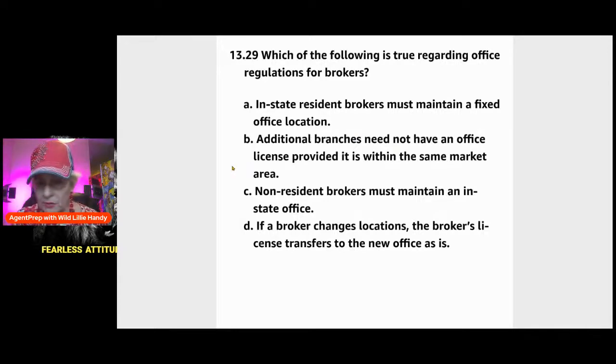And we had answers B. Additional branches need not have an office license provided it is within the same market. So all branches have licenses. Now you don't have to get a separate license for branches. They can use the same license. That was removed, I think, last year.